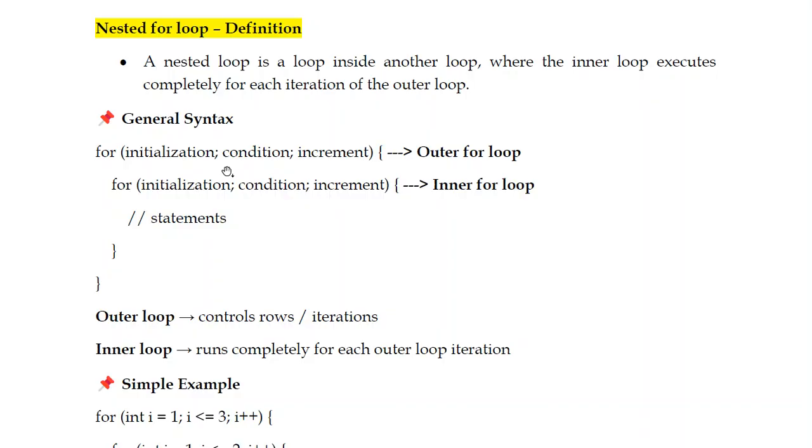But in a nested for loop, as I already told you, within the for loop we are going to use another for loop. This line, with initialization, condition and increment, is called the outer for loop. Inside the outer for loop, we are using one more loop, which is called the inner for loop.